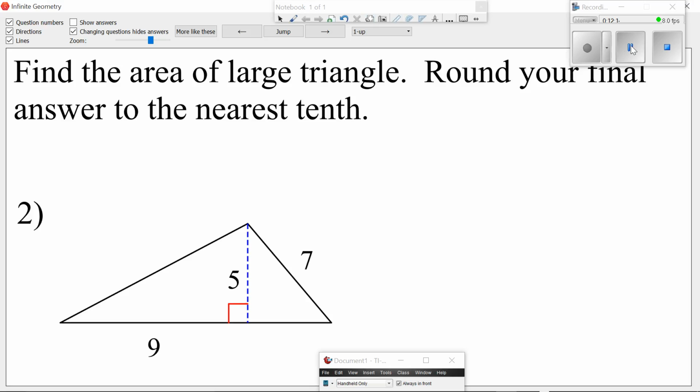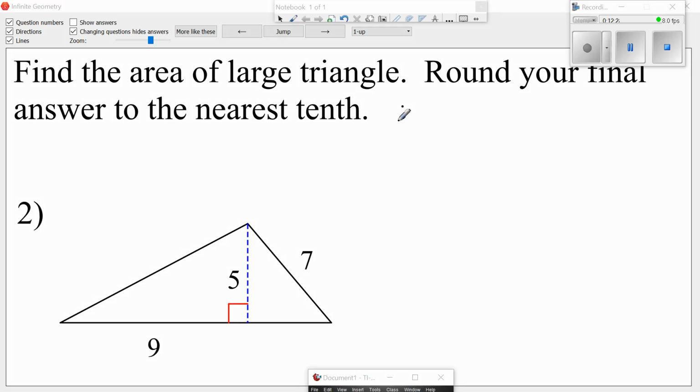So, I'm going to pause this. I want you to pause your video and try it. Okay, I'm back to help you out here. I'm going to do this real quickly so that you understand what to do. First thing I want to do is remember my area formula.